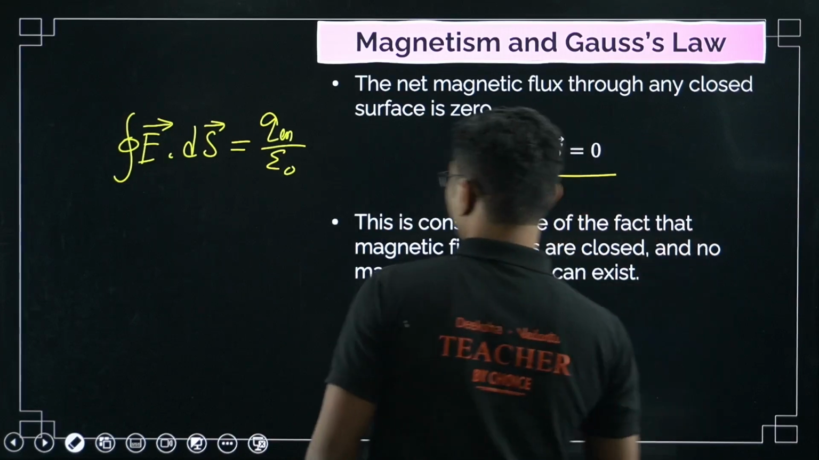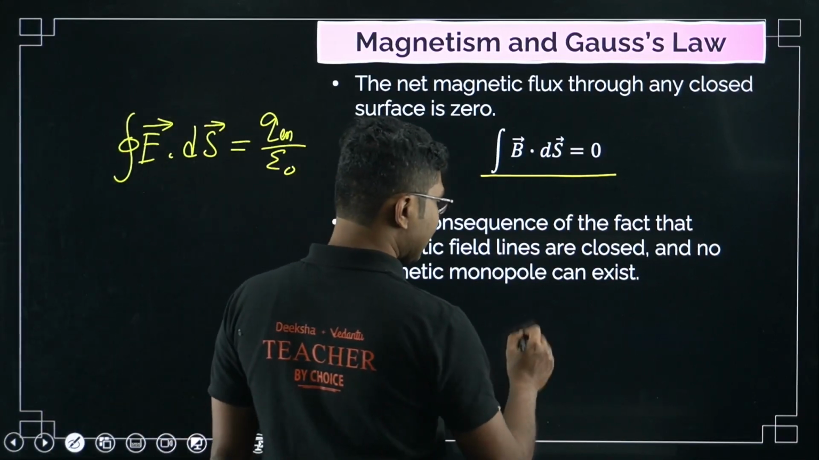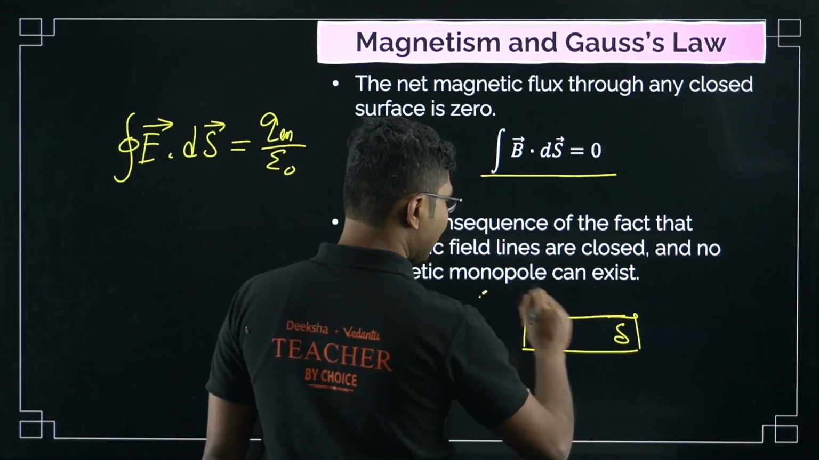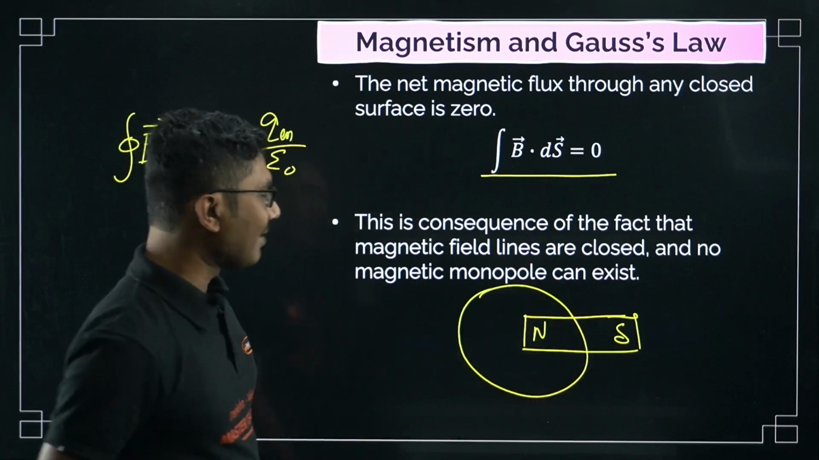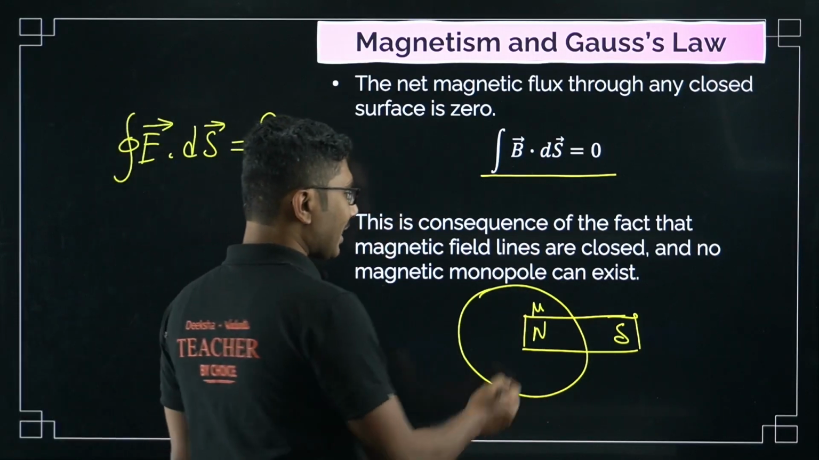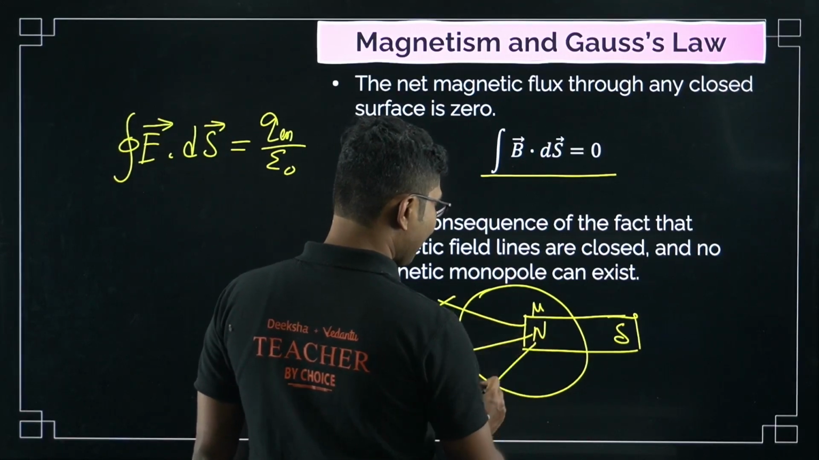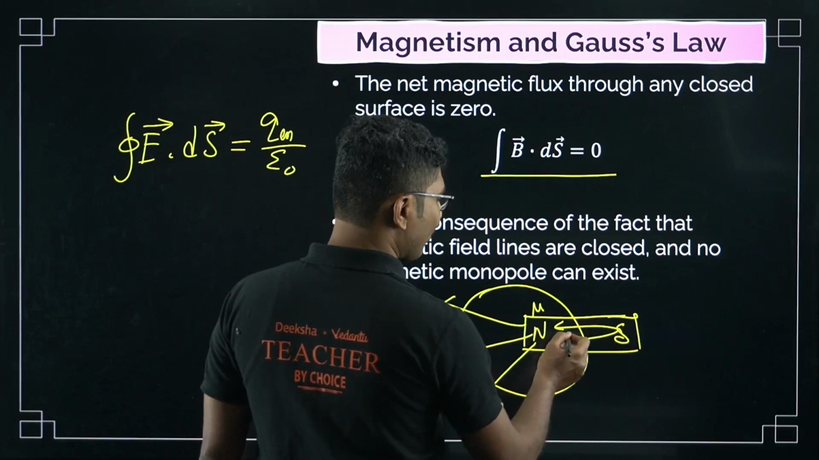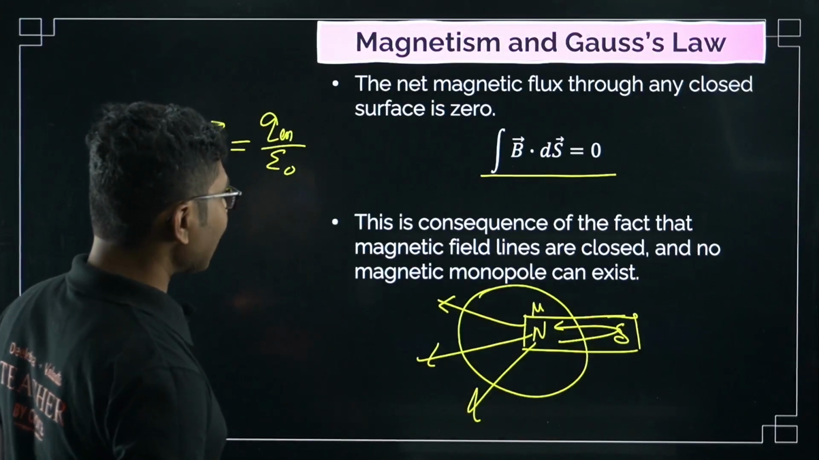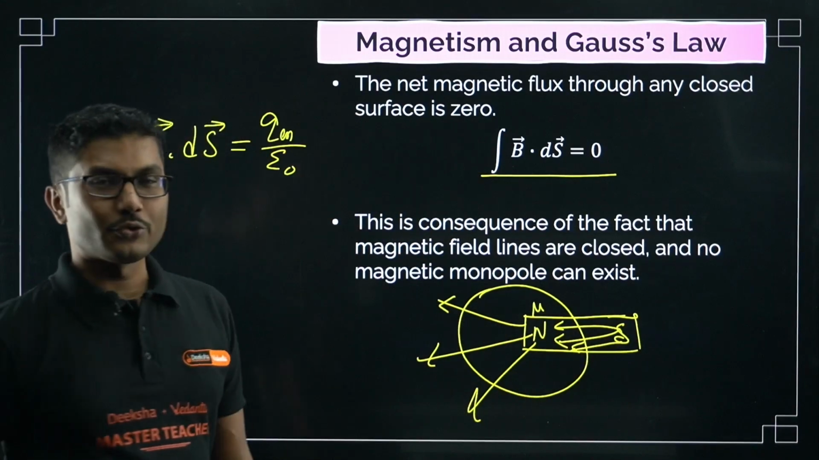If you consider it in terms of flux, suppose I have a magnet. You are saying that, sir, a magnetic monopole may not be there. What I will do is consider a surface like this, with a monopole enclosed. So you have to remember that whatever field lines are exiting from here, the same number of lines are coming from inside. So total outgoing flux equals total incoming flux.